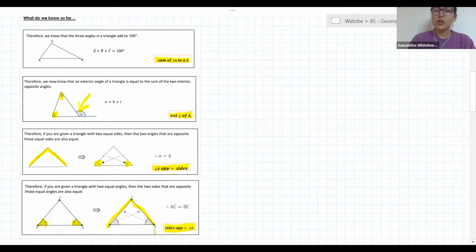So not a very common reason that pops up, but it does sometimes come up, so it's important that we know it. So guys, like I say, I would take a screenshot of this. This is like a little cheat sheet for you to be able to work with triangles in geometry. And we're going to have a look at a couple examples so that we can practice using these reasons here.